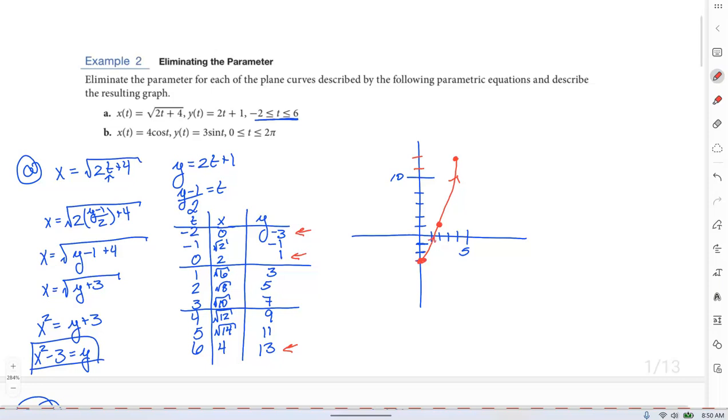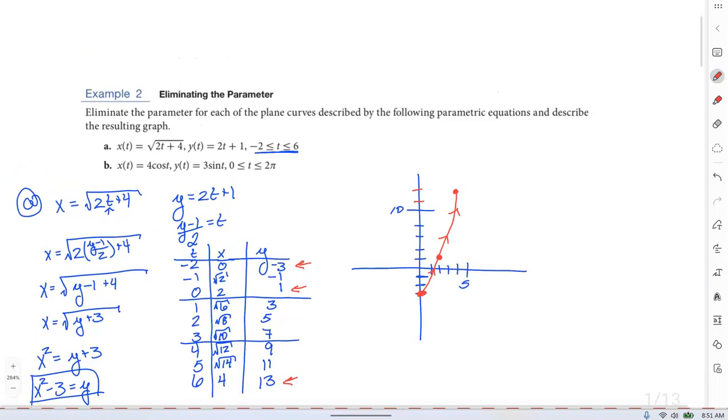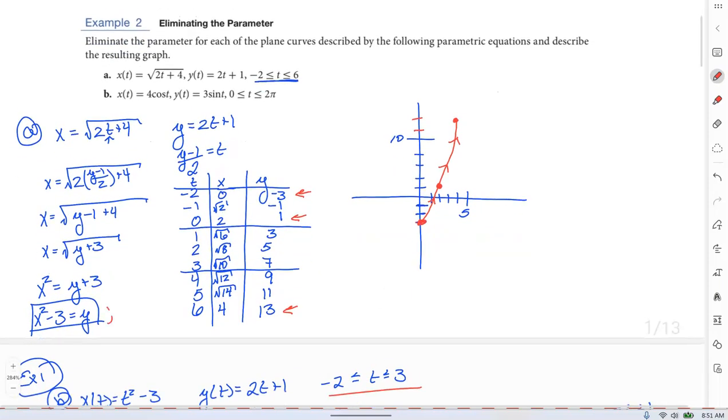We know it's a quadratic because we solved it in terms of just x and y by eliminating the parameter t. I can see orientation from the graph. I can also see the smallest x value is at 0 and the biggest one is 4. So this equation works as long as 0 is less than or equal to x, which is less than or equal to 4. So there's that restriction.